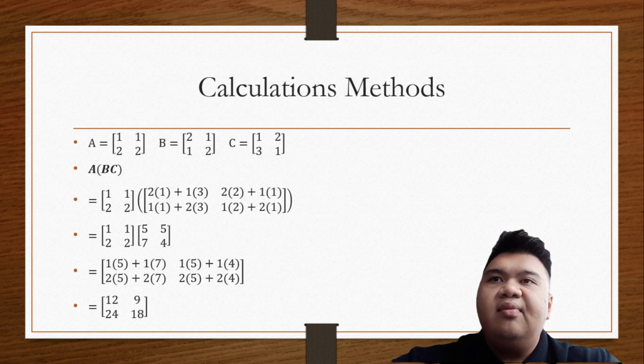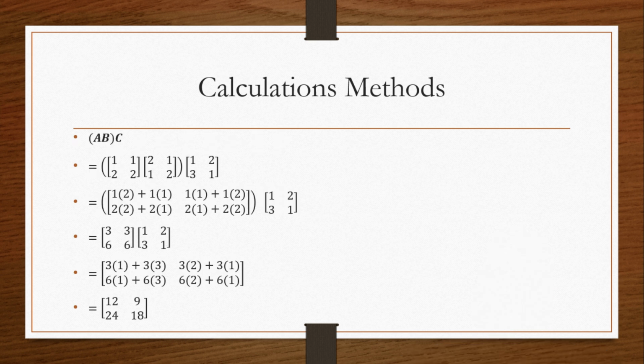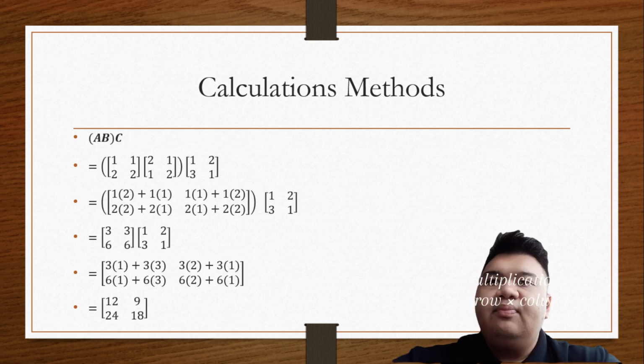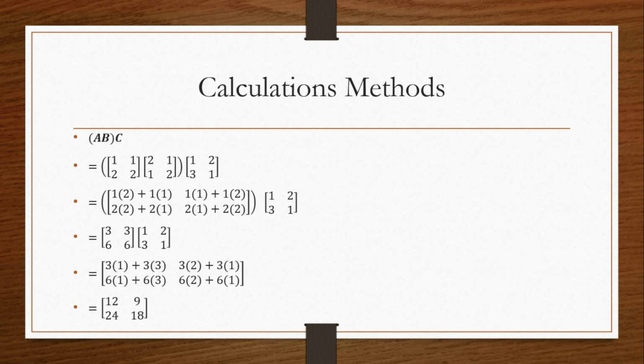Then you write down 3 3 6 6 and 1 2 3 1. Do the multiplication again, row times column. The first row is 3 times 1 plus 3 times 3, then 3 times 2 plus 3 times 1. The second row is 6 times 1 plus 6 times 3, then 6 times 2 plus 6 times 1. Then you get the answer 12, 9, 24 and 18. If you get the answer that (AB)C equals A(BC), it is the same. The law of matrices you use is correct.